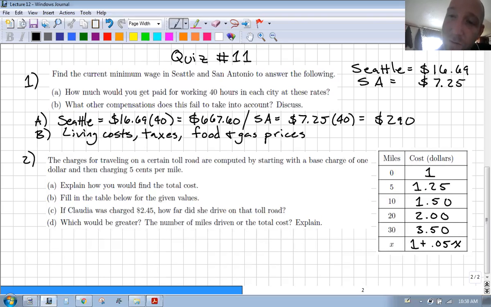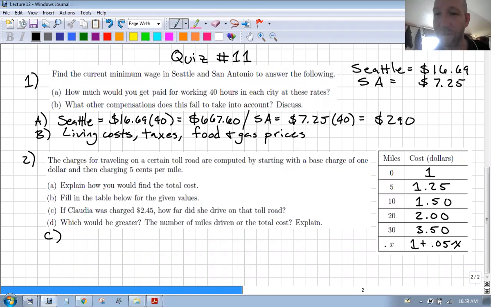0.05X. All right, so here we go. C, if Claudia was charged $2.45, how far did she drive on the toll road? All right, so this is our function here, right? That's our cost function.